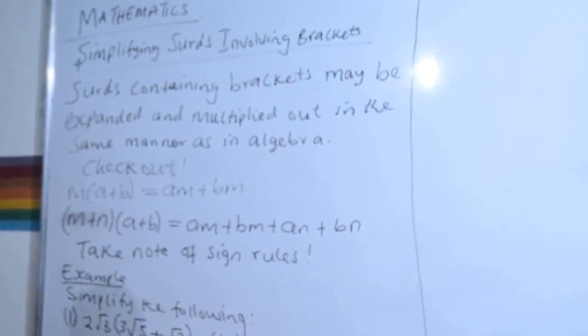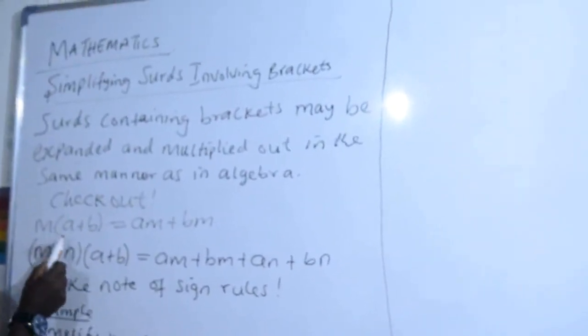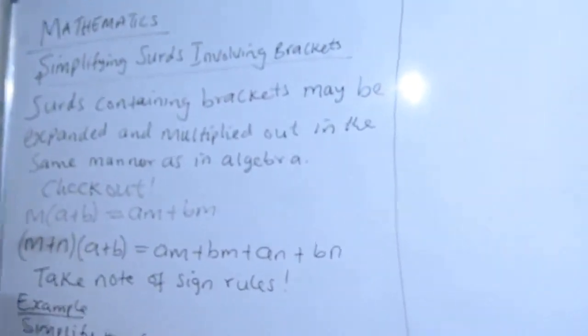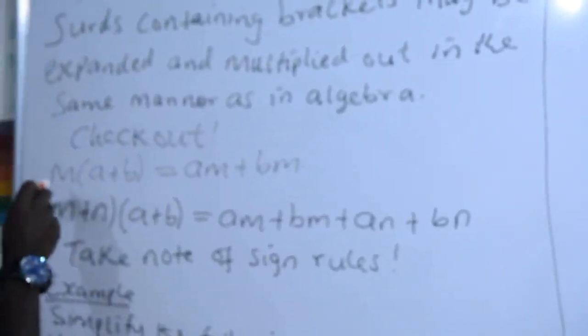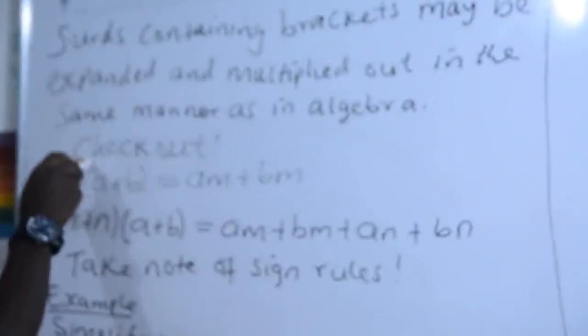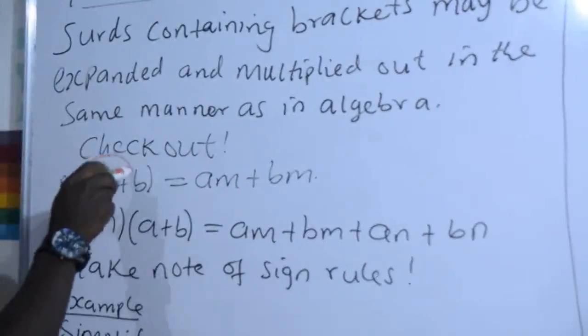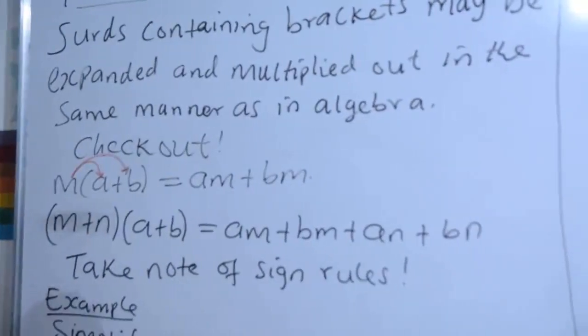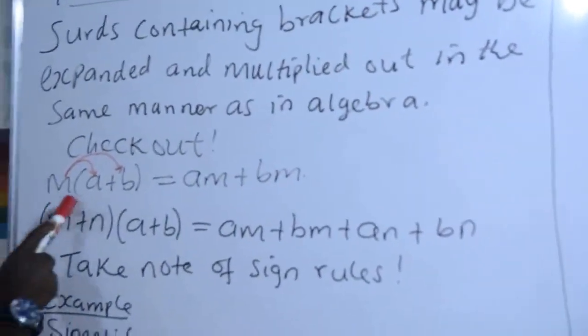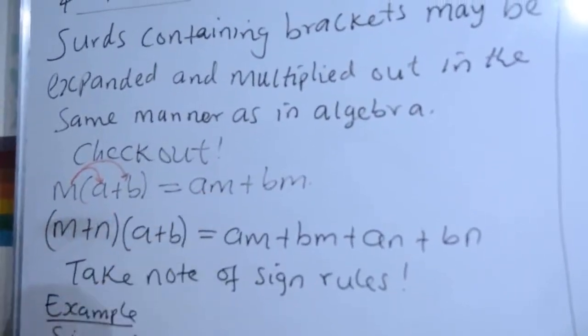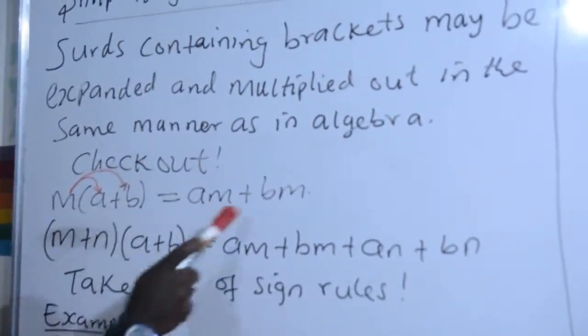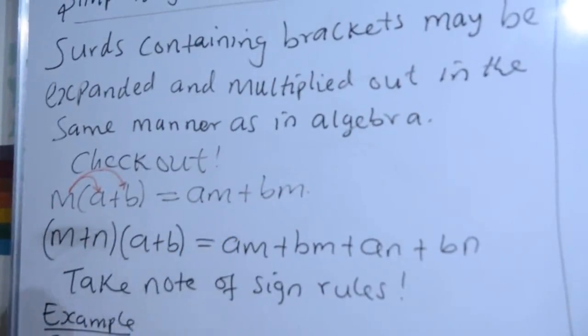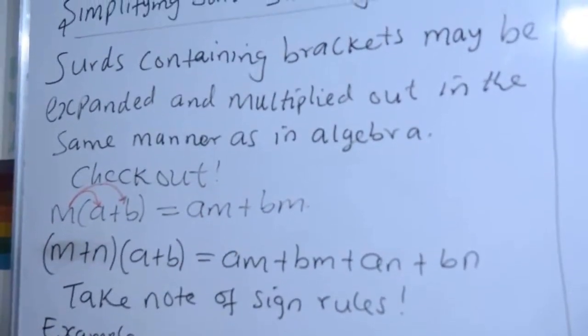I have m times (a plus b) in a bracket. In algebra, the term outside the bracket, which is m, multiplies everything inside the bracket. And that is why we say m times a, we have am, and then m times b, we have bm.